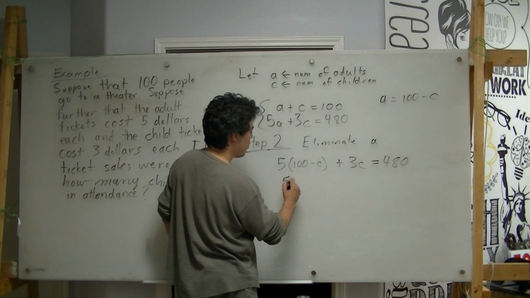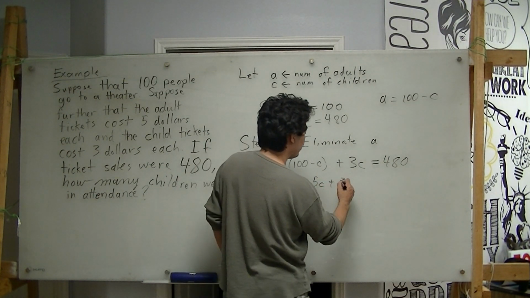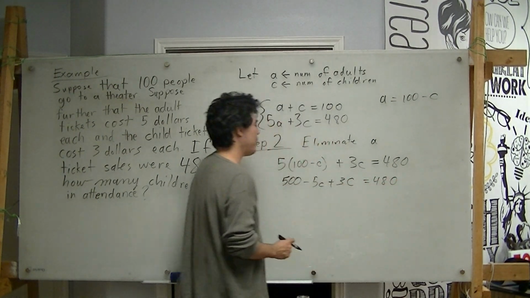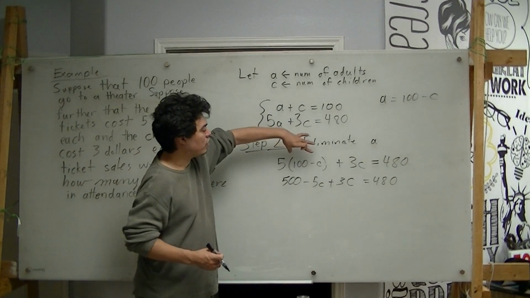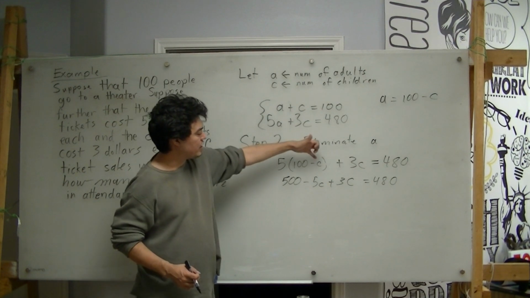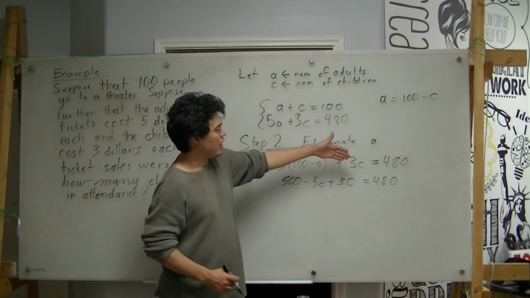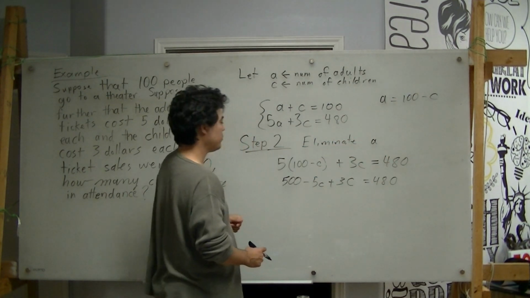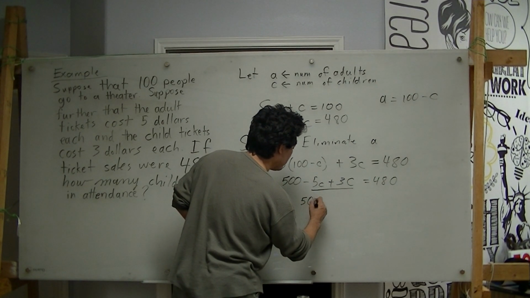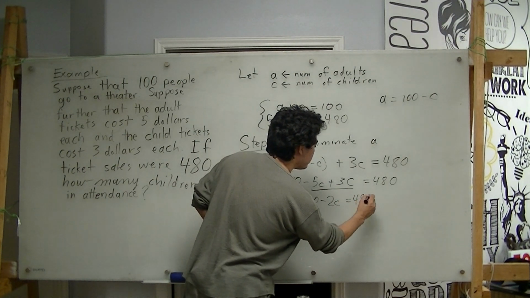So this will be 500 minus 5C plus 3C equals 480. What happened here was I applied the distributive law. 5 times 100 is 500. 5 times negative C is negative 5C. Then we brought down our plus 3C, and then we brought down everything else. Now we're going to combine these like terms. So we're going to have 500 minus 2C equals 480. Perfect.